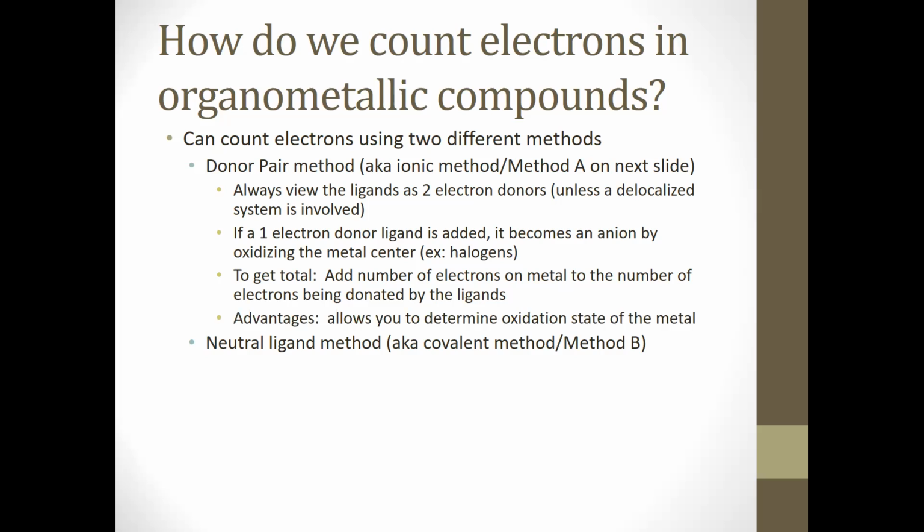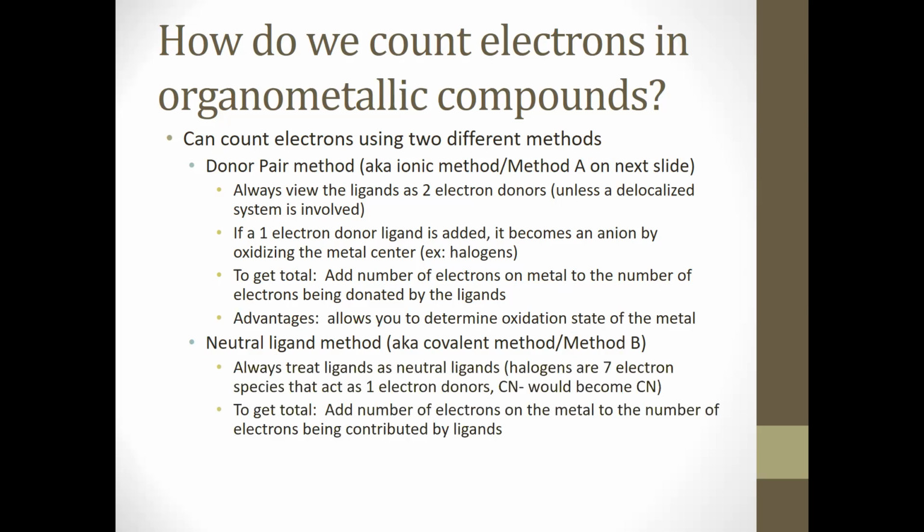The neutral ligand version of this, kind of the things that change, we treat everything basically as neutral. That includes the metal and all of the ligands. And really, that means that cyanide actually becomes just plain CN, which is kind of weird. So we treat everything as a neutral ligand. And if it doesn't have a full pair as a neutral ligand, then it's adding 1 electron instead of 2 electrons to the count.